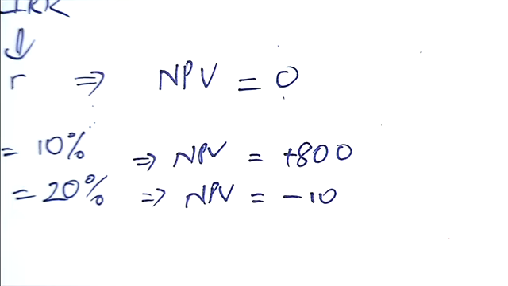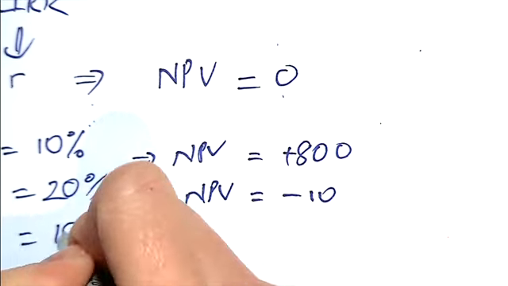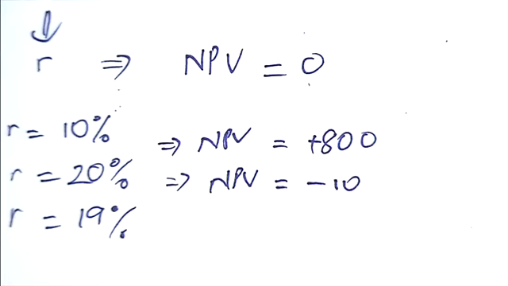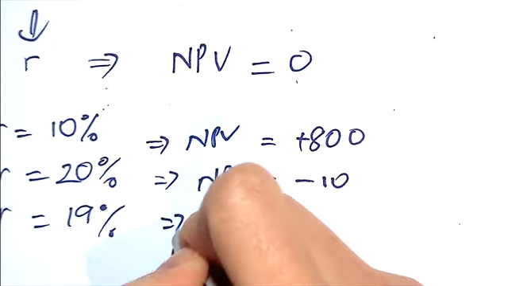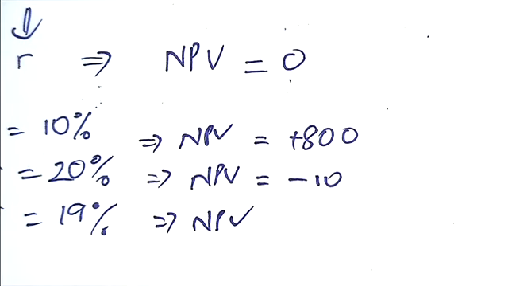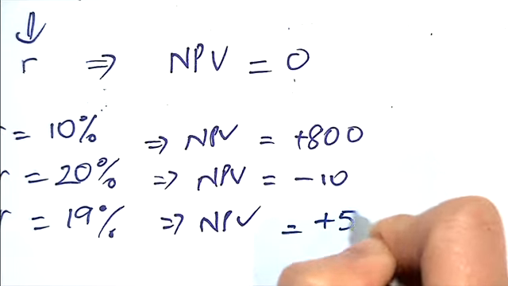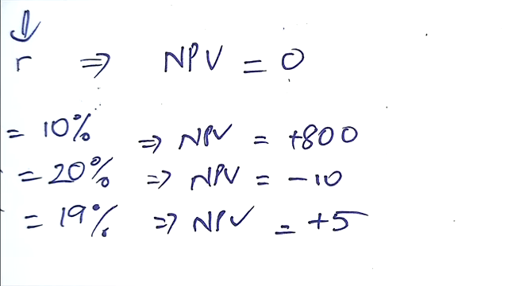So you try another one. You try R equal to 19%. And then you get an NPV of positive 5. Agree? What do you think about your IRR? Between 19 and 20. Now you have a better guess of what it is, right? At least it is between 19 and 20. It is easier for you to guess rather than between 10 and 20.